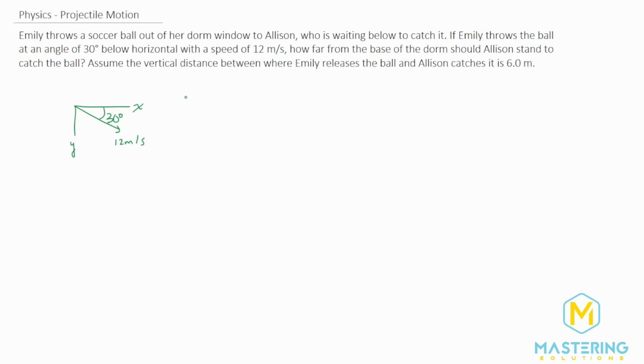And assume that the vertical distance is 6 meters. So here down to wherever they catch it is 6 meters. Let's break up this velocity vector into its x and y components. So the x component, we can slide the y over like this. And here's the x. So the x component is going to be adjacent to the angle. So that's going to be cosine.